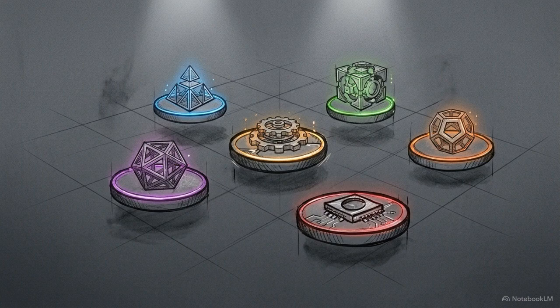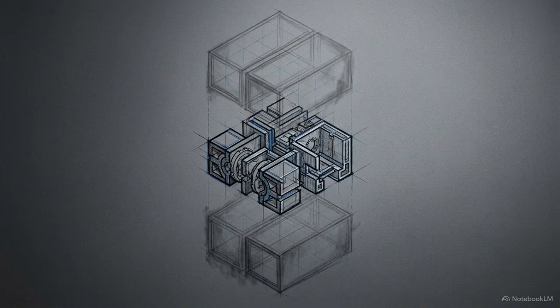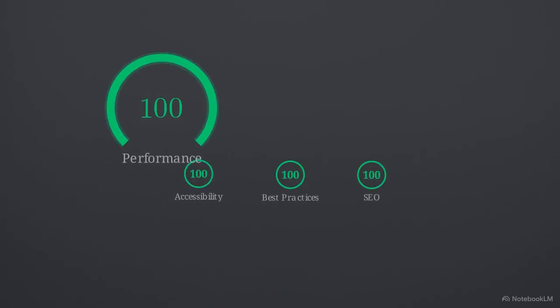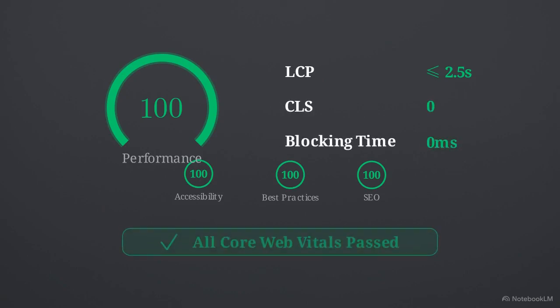This layer separation is made possible by Astro's Islands architecture. Through selective hydration, the framework ships zero JavaScript by default and only activates interactive components when they enter the viewport. This results in perfect Lighthouse scores, providing the specific performance metrics required to rank in competitive B2B search results.